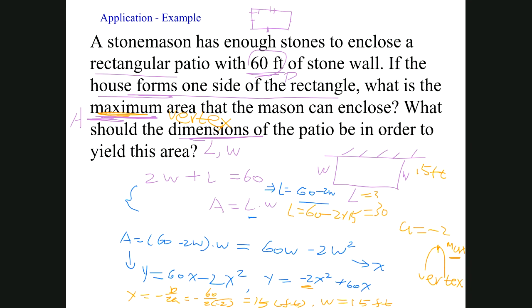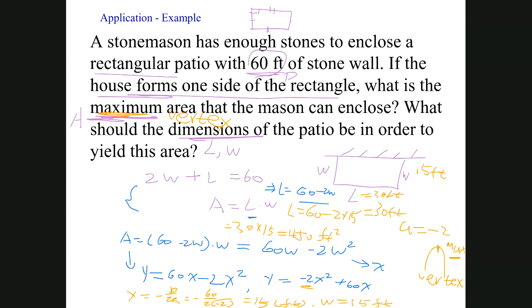Okay, if I let the width be 15 and the length be 30, I can get a maximum area. So how much is my maximum area? Well, my maximum area is just length times width. So using 30 times 15, that will be 450, and this will be square feet for the area, because you have feet times feet. This unit here is feet.